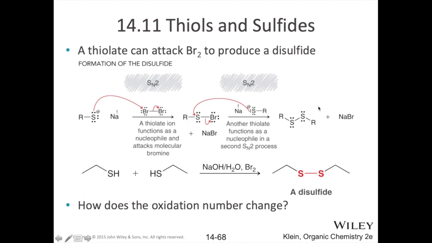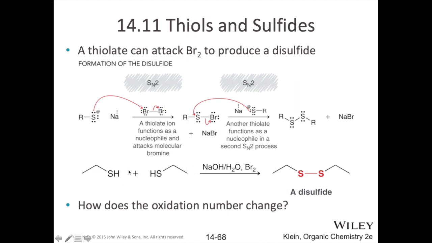All right, and notice that when this happens, we formed a sulfur-sulfur bond, also known as a disulfide bridge. All right, so effectively, what's going on here? If you have a thiol and you react it in the presence of sodium hydroxide and bromine, you will effectively make a disulfide.